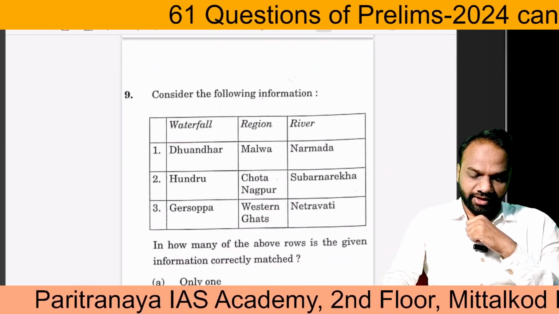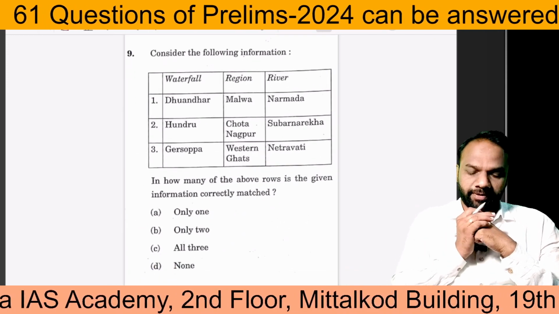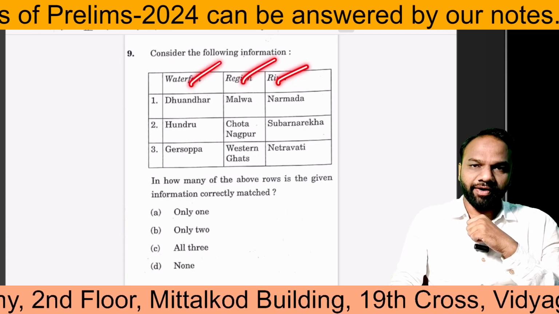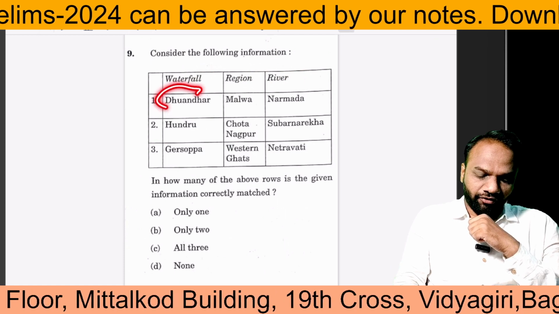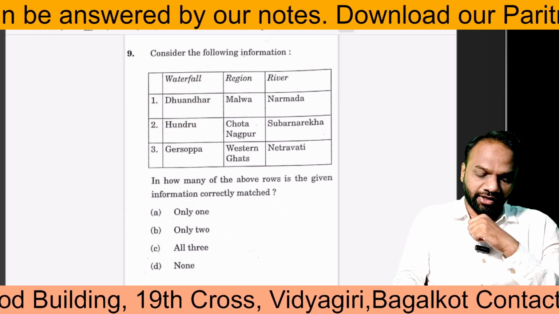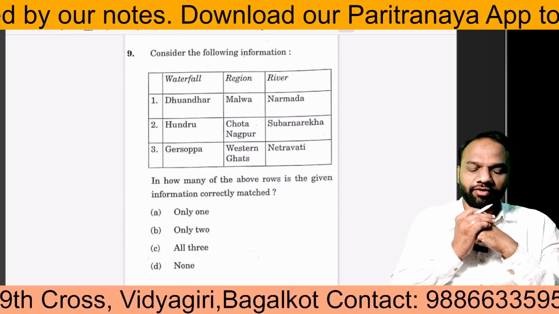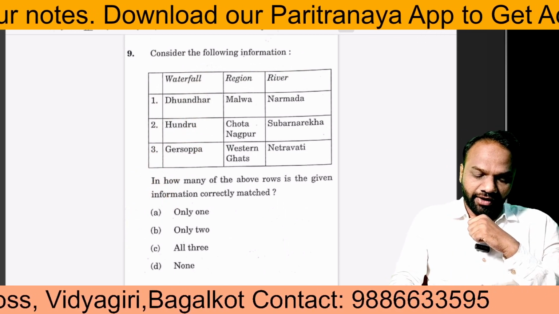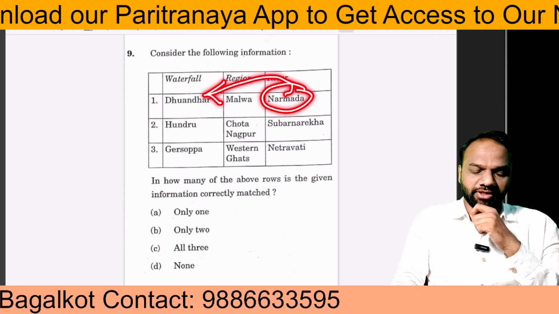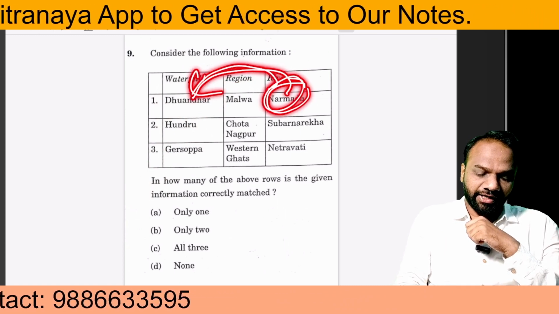Next, moving to the next Indian geography related question. Here, waterfall, they have given region and they have given river. So Duandar waterfall is located in the state of Madhya Pradesh. Kundru waterfall is located in the state of Jharkhand. Gersopa, which is also called Jog Falls, is located in the state of Karnataka. Now here from NCERT we can answer that Narmada leads to Duandar Falls. Okay, so this is correct. That is, Narmada leads to Duandar Falls.